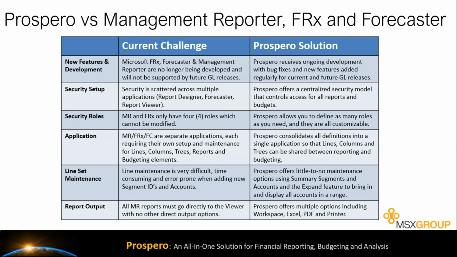Report output. With FRX, you had a lot of flexibility where you could generate reports directly to the screen, the printer, directly to Excel, to PDF. But that went away with MR. MR had requirements where you could run the report, but only to the screen. So you could not generate directly to Excel or directly to the printer. You'd always have to run the report, look at it in the viewer, and then export to Excel or print it. So we brought that back in Prospero.